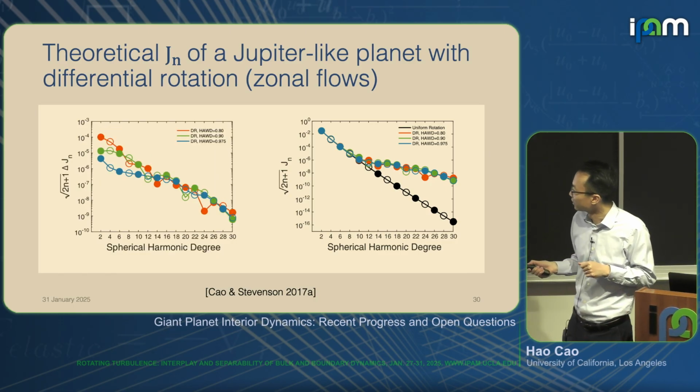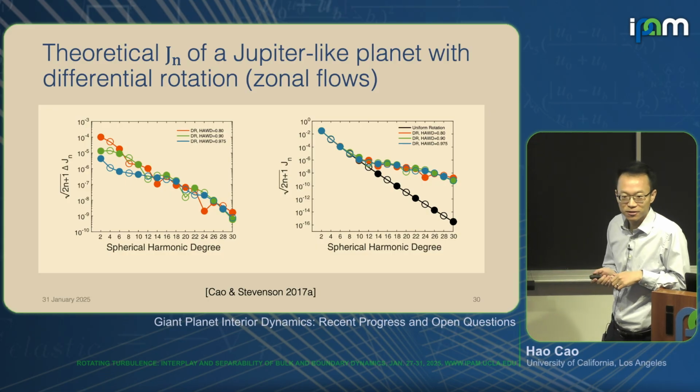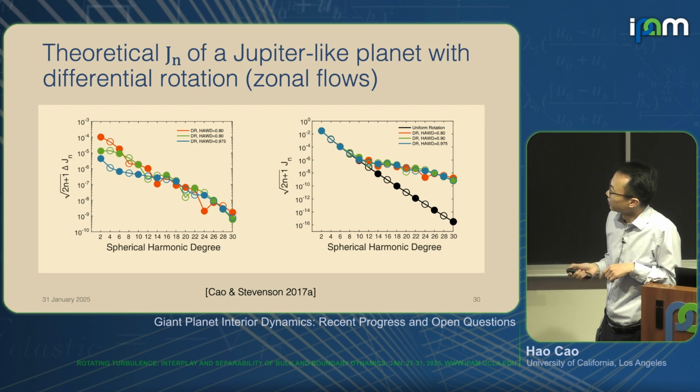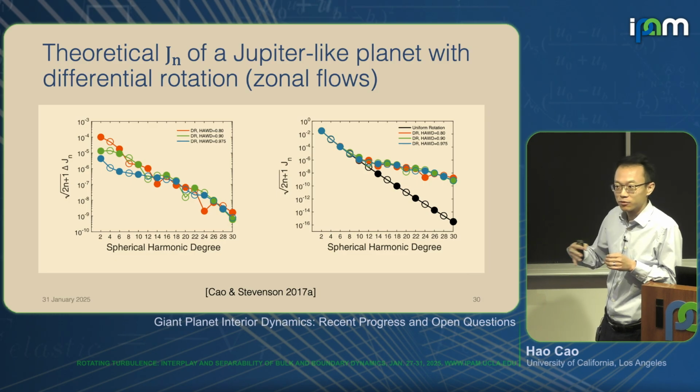It turns out the high degree Jns actually saturate if your wind goes too deep. If you look at the wind-induced Jns at the low spherical harmonic degrees, they're still quite different. The deeper wind induces a stronger delta J2, and delta J4 and delta J6 and so on. But once you go to about degree 10 or so, everything becomes roughly the same. They all saturate.